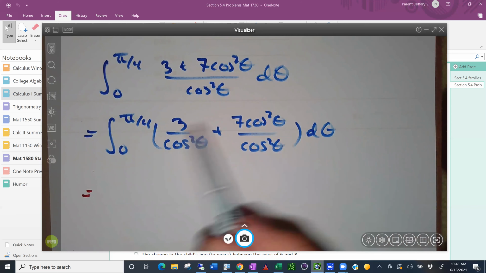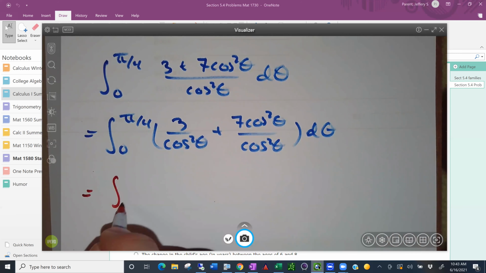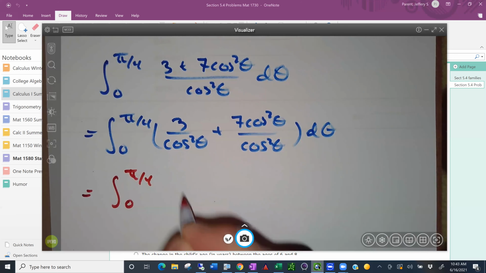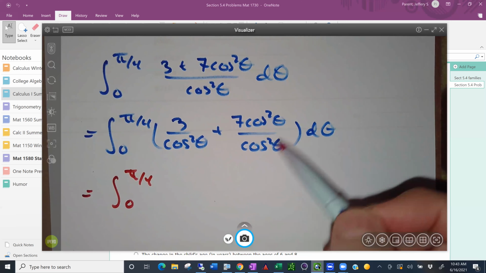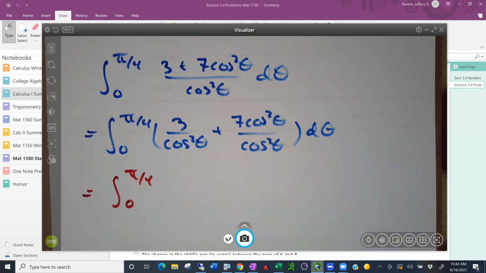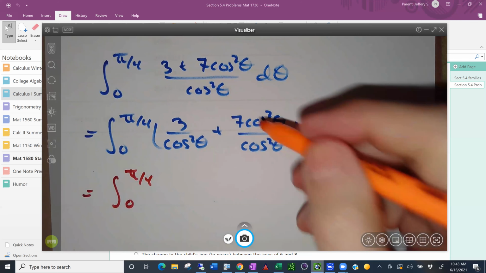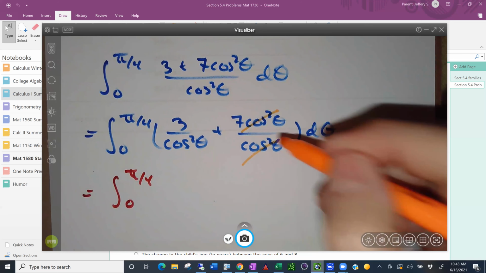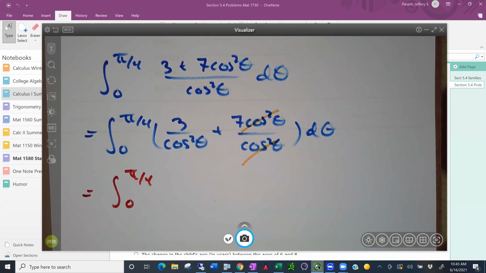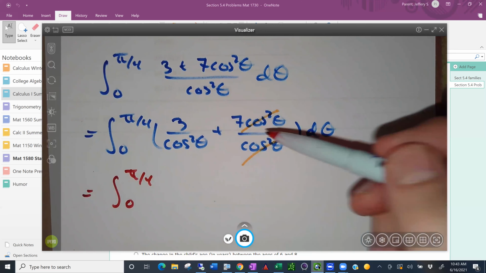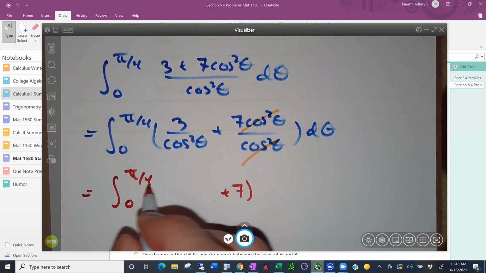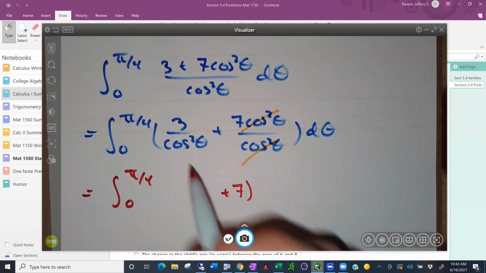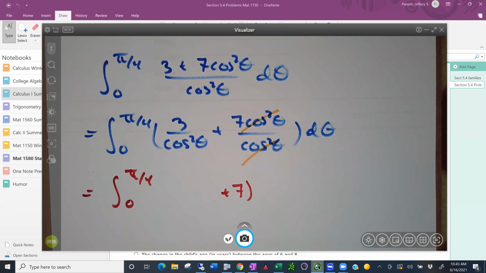Can I rewrite this integrand a different way now? Let's start out with the easy part. How does this simplify? You cancel the cos squared theta under the 7. Awesome. Thank you, Chloe. So I get a plus 7 here. How about this? 3 over cosine squared. Is there another way I can rewrite that?